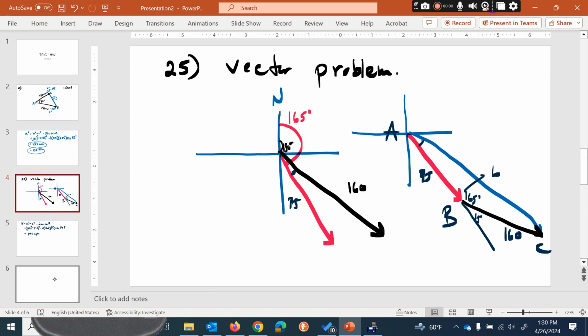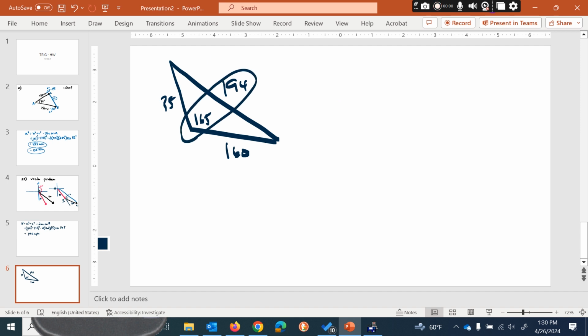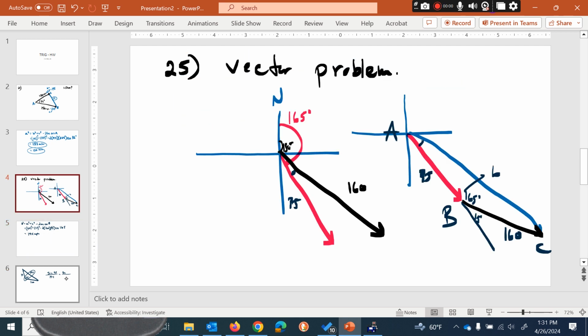So let's go back to this little triangle here. It's going like this right here, right? We know this to be 160. We know this to be 165. We know that to be 35. And we know this to be, what did we get? 194. Okay, so notice we have an angle and its opposite side. And then I want to know this angle right here. That's what I want to know. So I'm going to go sine of 165 over 194 equals sine of, let me get my bearing straight, as ABC.